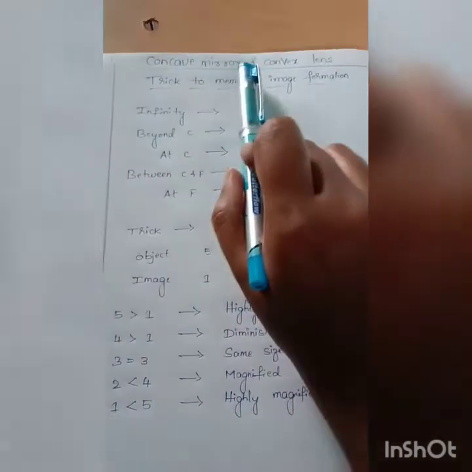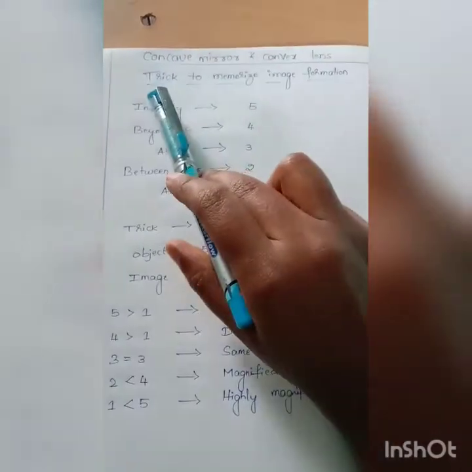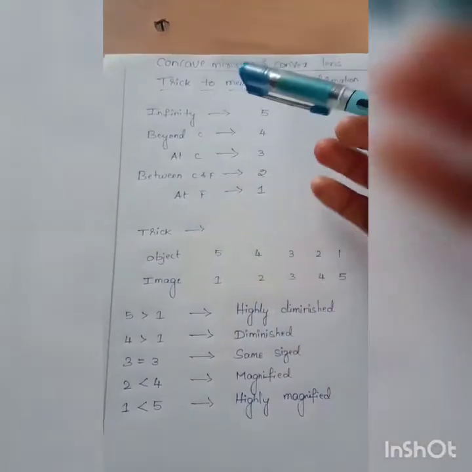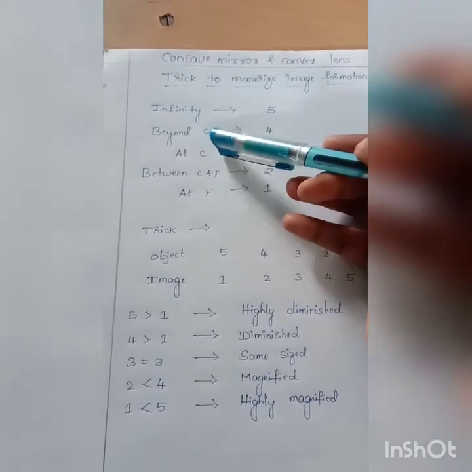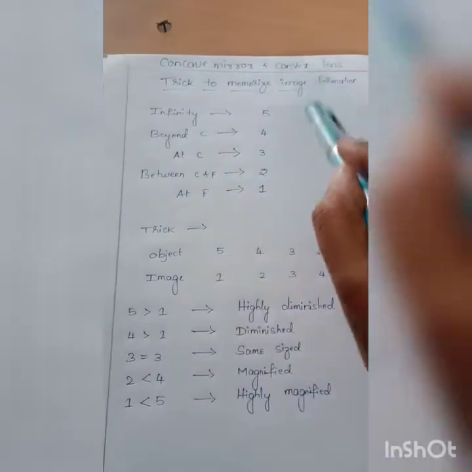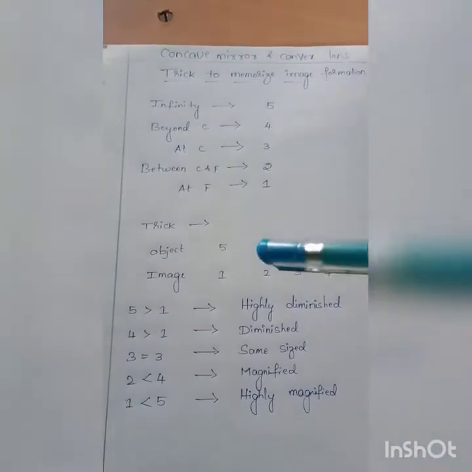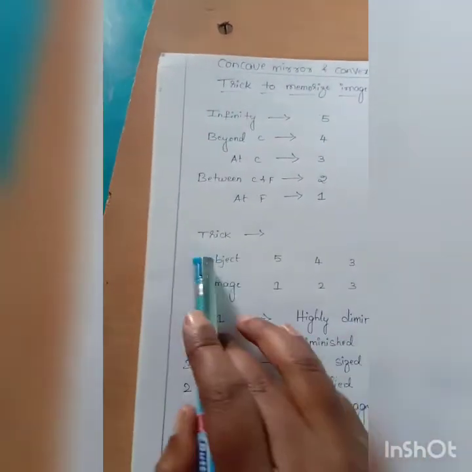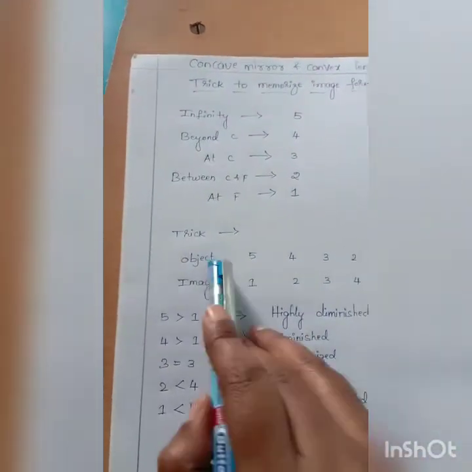Trick to remember the image formation of concave mirror and convex lens. Here there are 5 cases, that is, object is kept at infinity, beyond C, at C, between C and F, and at F. So now let us give the name in the reverse order, that is, for infinity 5, 4, 3, 2, 1. So the trick, the object and image, let us make a tabular column for this.